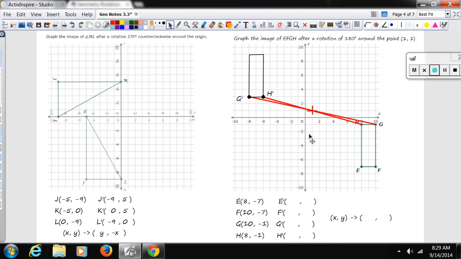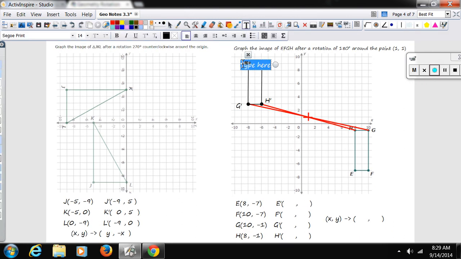So there's your shape. So H prime came to here, G prime came to here, F prime is going to come over to here. So let's put that as F prime. Make a dot for it so you can see it. And then E prime is going to be this last one here.